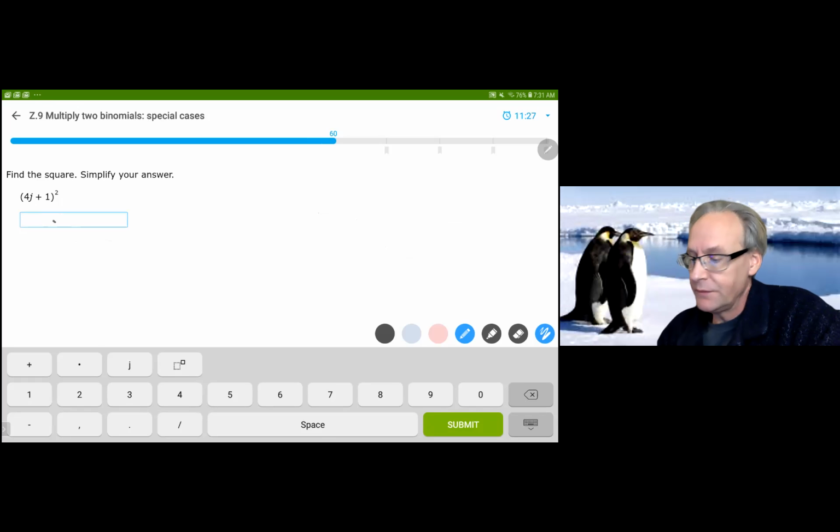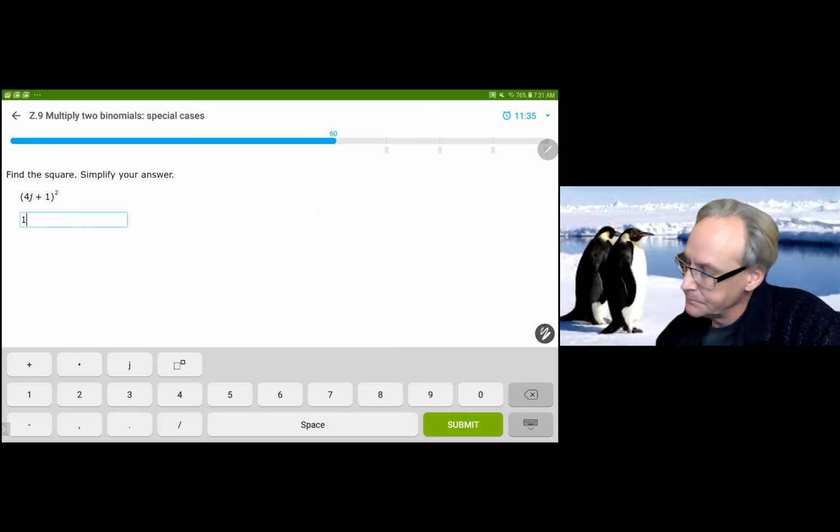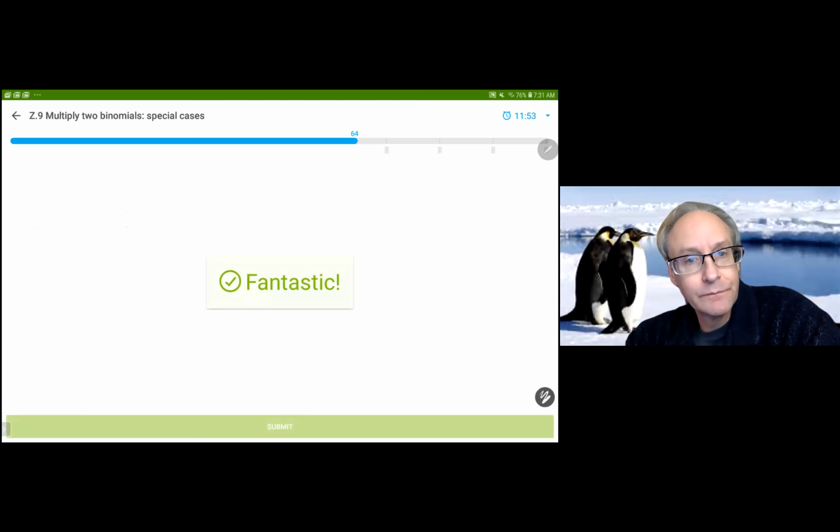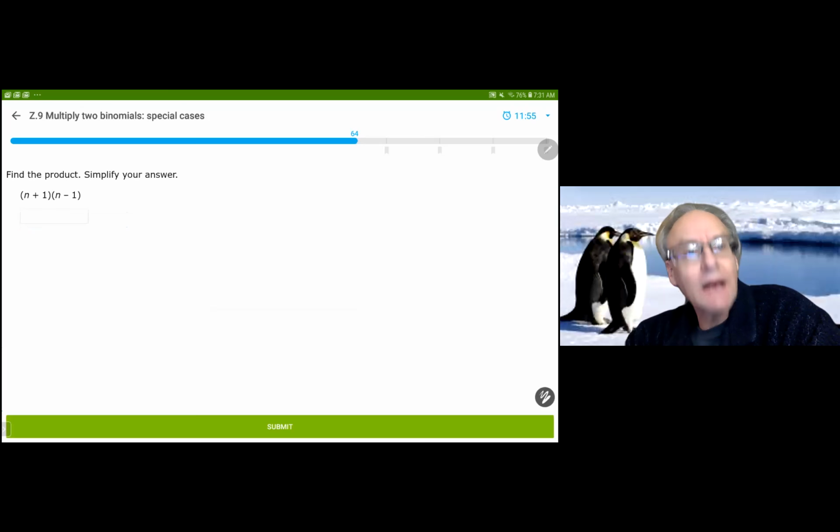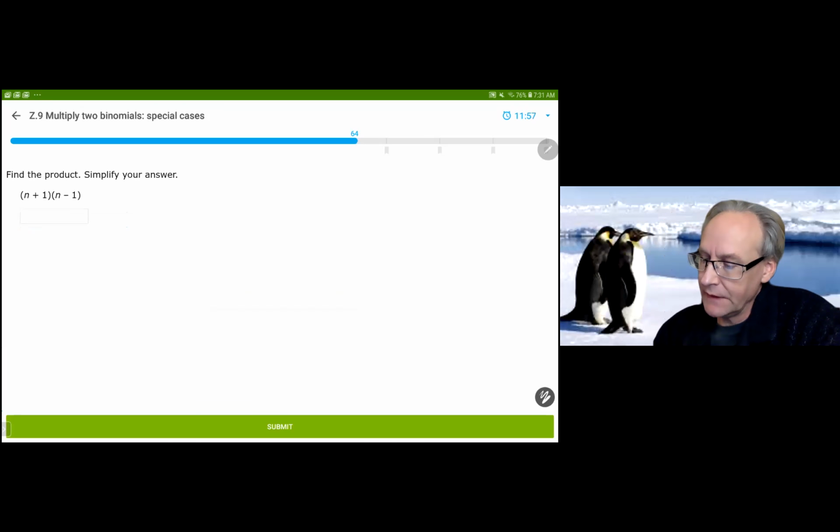So this one is going to be, let me get rid of this thing, darn it. Let me get rid of that, there we go. Okay, so we have 16j squared, and our middle term is going to be the product, which is 4j, doubled, 8j. That's plus 8j. And we get a plus 1 at the end, don't we? That's it. It's that easy. Just look for the pattern. This is a difference of squares, n squared minus 1.